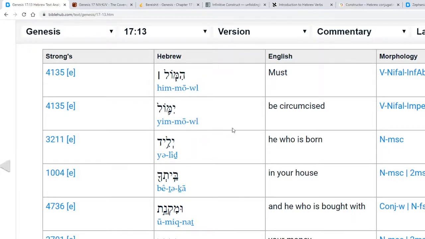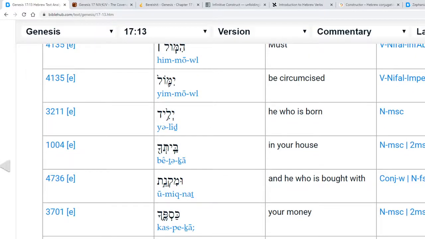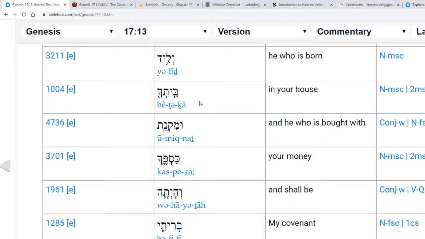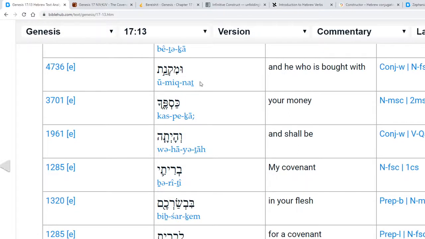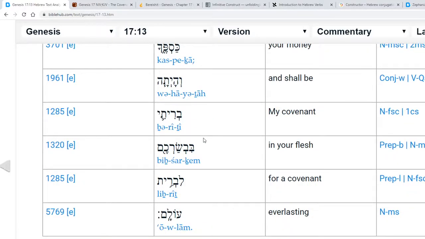Yelid, like we spoke about before, is born. Beitecha, of your house, singular you. U miknat kaspecha, again, bought of your money, like we discussed before. Vehaita, and shall be, because the vav is conjunctive vav and it's in the perfect, so it's getting flipped. Vehaita briti, and shall be my covenant. Biv sarchem. So the root here, basar, means flesh. We had that before.